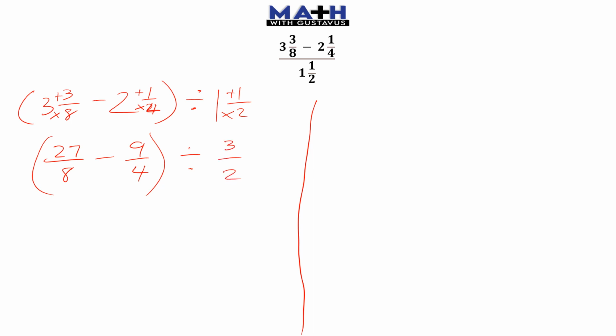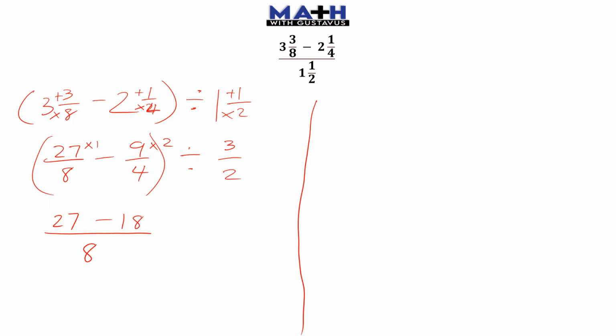Now in brackets we are subtracting, so I'm recommending that we go ahead and find our common denominator, right? Now the common denominator of 8 and 4 right here is just 8. So 8 into itself, that goes 1 time. So 27 times 1 is 27, minus, then 4 into 8, that goes 2 times. So 9 times 2, that's 18.